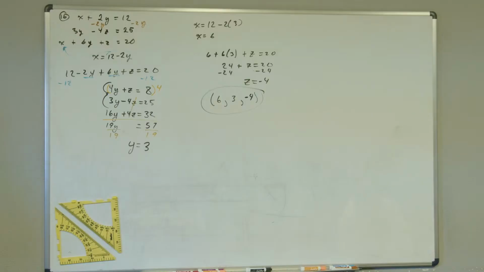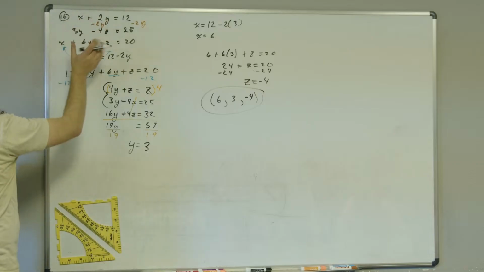So if you solve this by elimination, what would you do? I would eliminate the z's from the second and the third if it were me. Because then you have an x and a y with an x and a y.